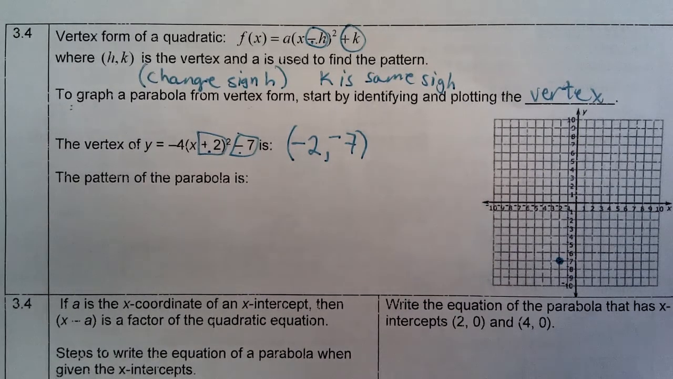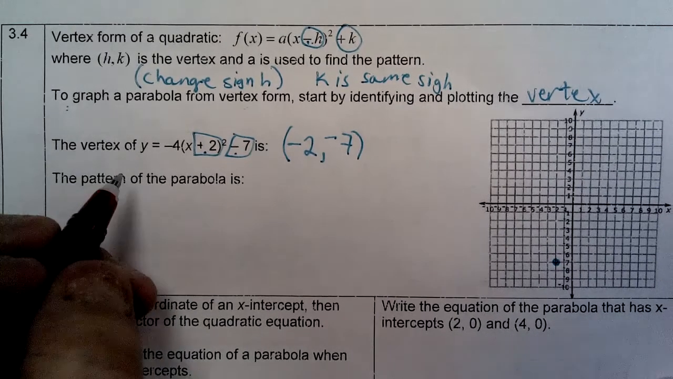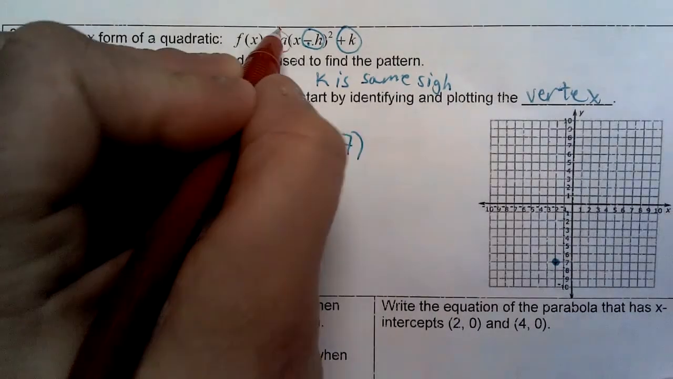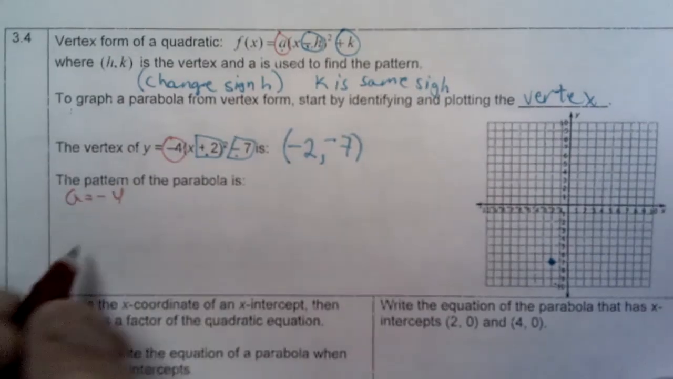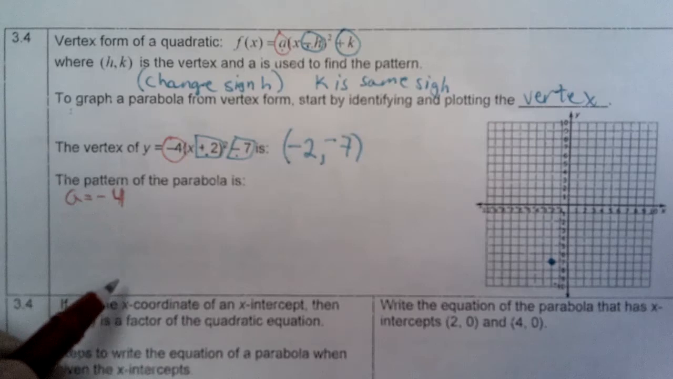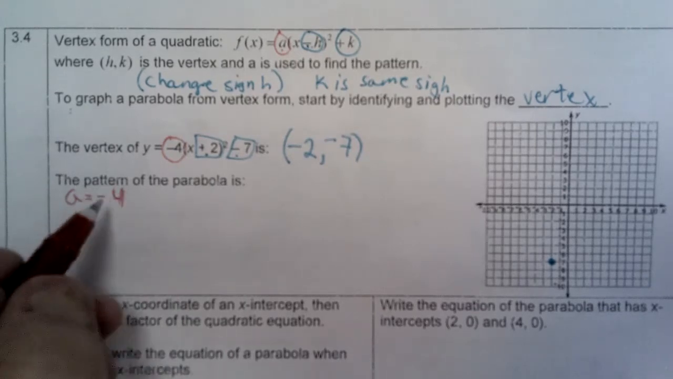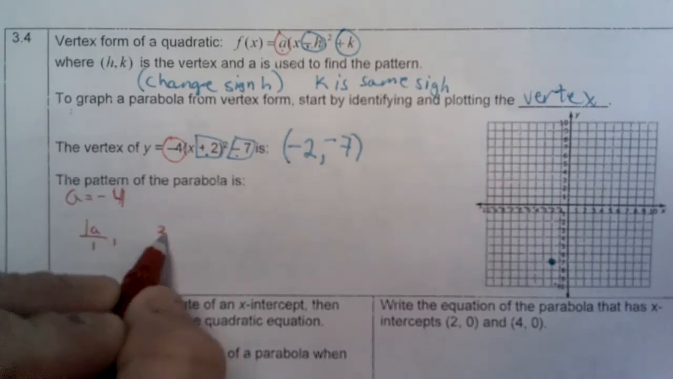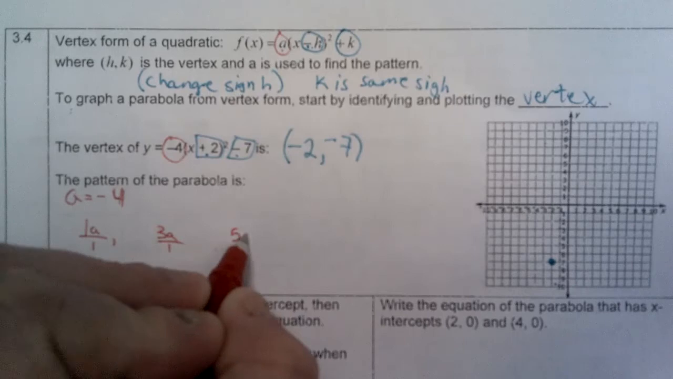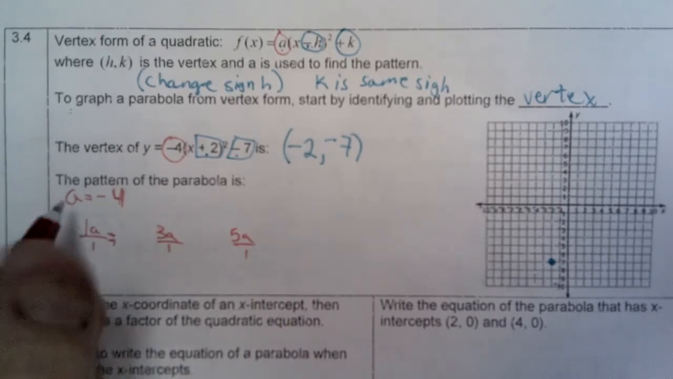So on this one, I don't know what my y-intercept is. So I'm just going to have to rely on my pattern. Okay, so here is our A. That's our A. So our A value here is -4. Okay, so we know this thing should be opening downward. Okay. So I'm going to go ahead and do my pattern: 1A over 1, 3A over 1, 5A over 1. I'm probably only going to get 1 out of this, if that.